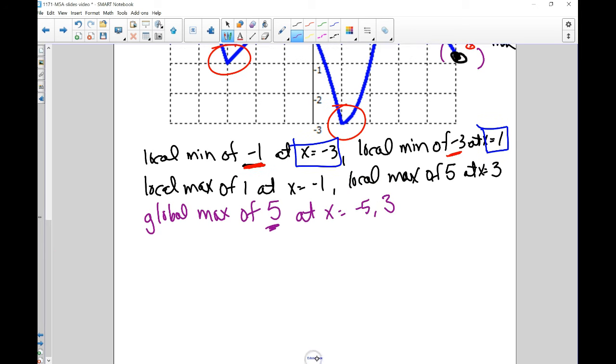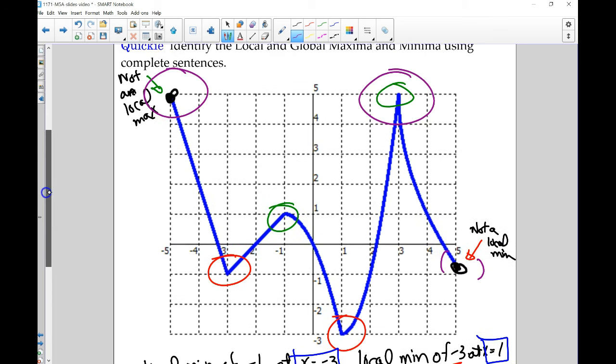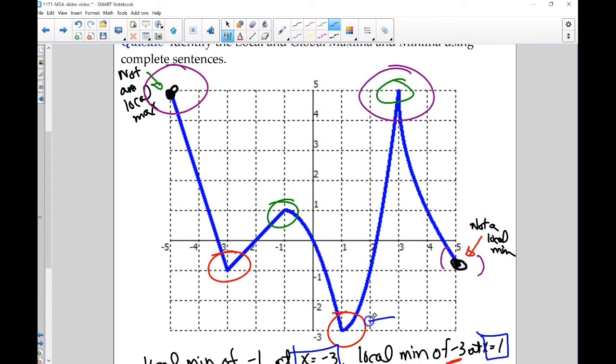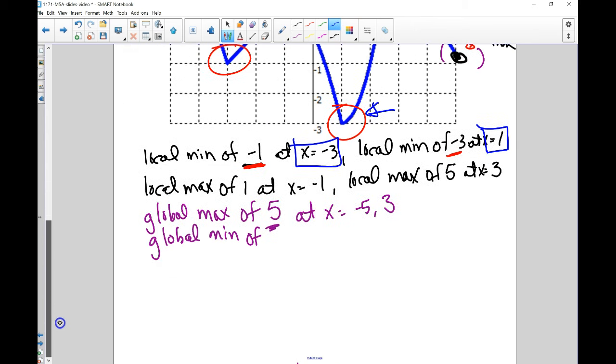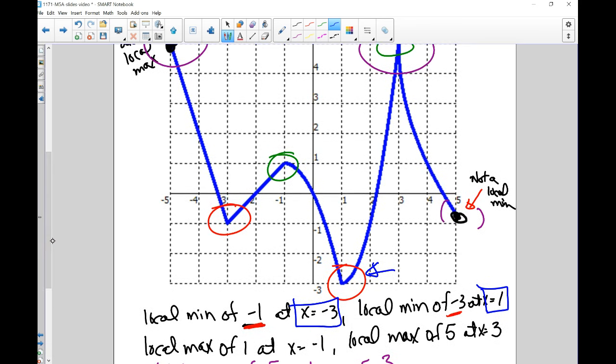Okay, and then also global min of, and let's see, where is the global minimum? It should be right there. So global minimum of -3 at x is equal to 1. And so this point, it's not a global or local minimum, even though it is low close to it. Okay, so again, that's just a review of the language.